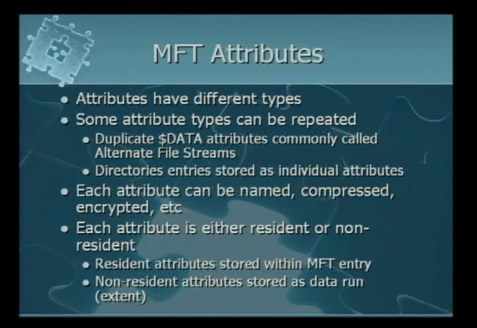Basically, some of these attributes can be repeated. For example, we talked about alternate data streams. There is an attribute of type data for files, and you can have more than one attribute of type data for a file. That's how you keep as many streams of data as you want for a single file name, just by adding more attributes to it.